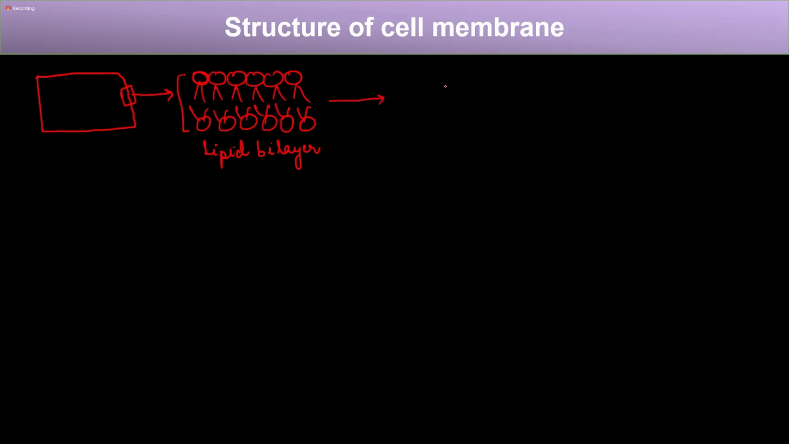Now, if we zoom into one lipid moiety, it looks something like this, right? We can see that it has two components. One component is called the head and the other component is called the tail. Okay. So the plasma membrane is made up of a lipid bilayer, and a lipid moiety comprises two things, a head and a tail. And this lipid is mainly phospholipid.